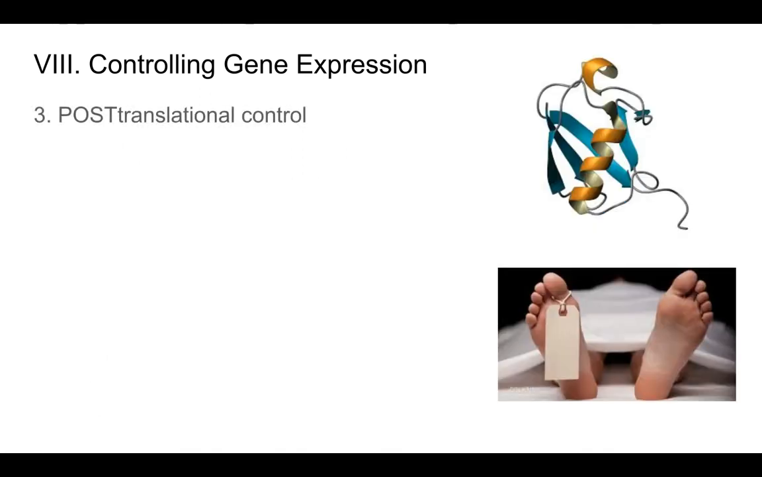The last type of control is a post-translation control. So this is a control mechanism that targets the actual protein that has been created in the process of protein synthesis. And so what I'll present to you today as an example of post-translation control is the interaction between something called ubiquitin and a proteasome complex.